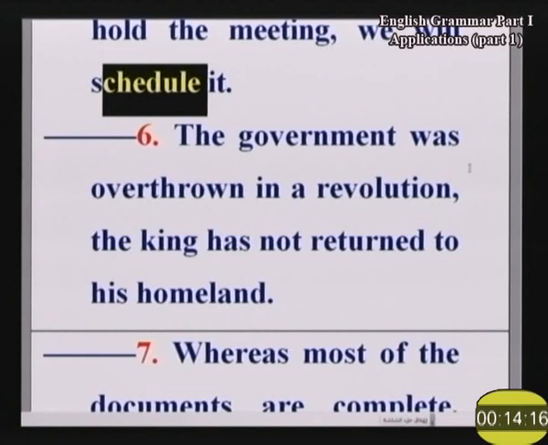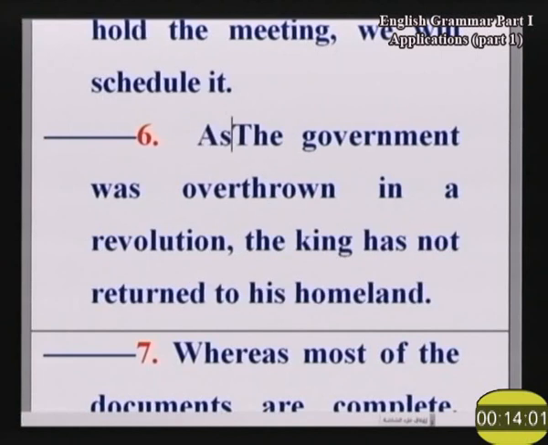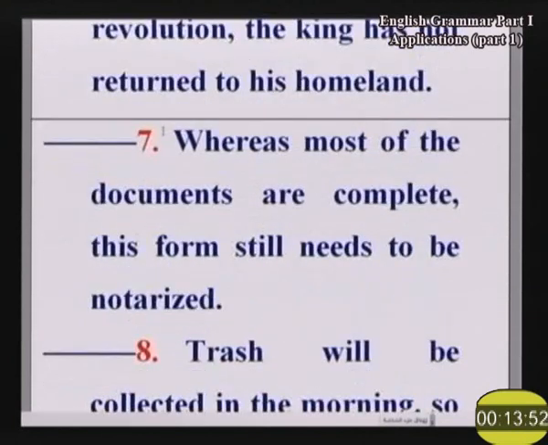Well, if I had a comma here, where would the connector be? The connector would come at the beginning. So I could say, for example, as, or because. You have a connector here. This sentence needed a connector. Whereas most of the documents are complete, this form still needs to be notarized.